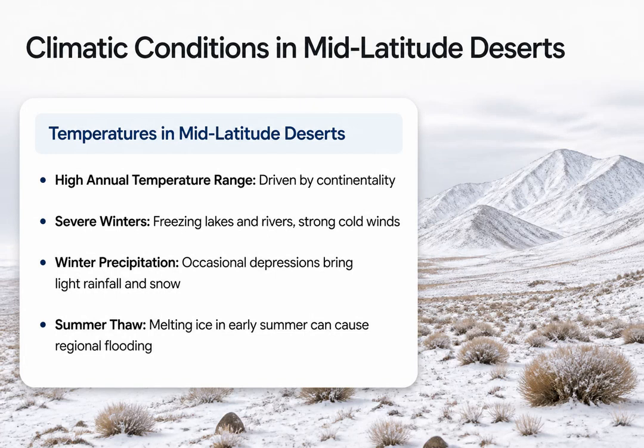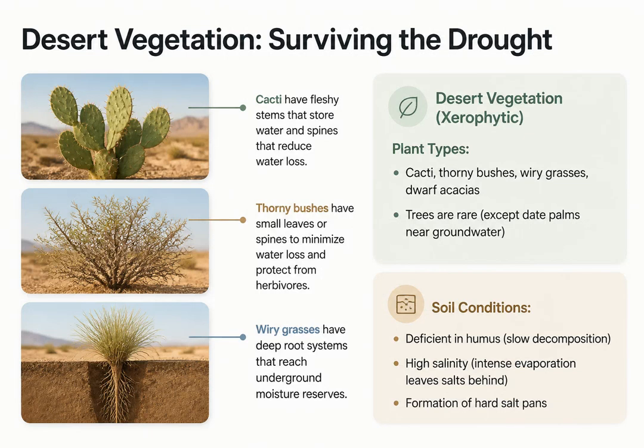Mid-latitude deserts, on the other hand, have a very different temperature profile. Because they are located deep inland and sheltered by mountains, they experience extreme continentality. This means their annual temperature range is massive compared to hot deserts. Winters are genuinely severe, with freezing temperatures, icy winds, and frozen rivers. During these cold months, occasional atmospheric depressions might penetrate the continental mass, bringing light rain or snow. Interestingly, when this ice thaws rapidly in the early summer, it can lead to significant flooding in these otherwise arid basins.